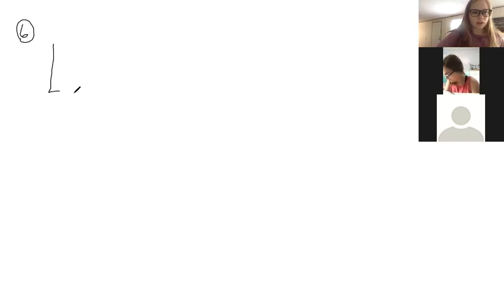Okay, here we go. What kind of figure, Ethan, is number 6? What do we have? A rectangular prism. Okay, why is it a rectangular prism? Because the bases are rectangles. Yes, the bases are rectangles. And how do we know that?